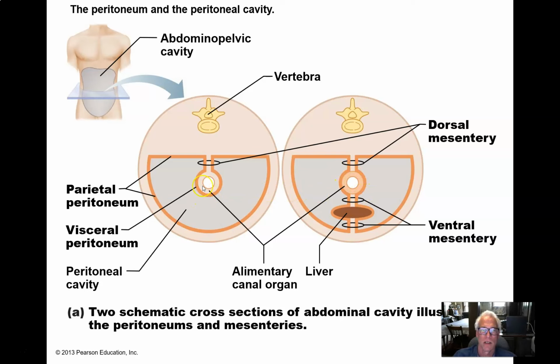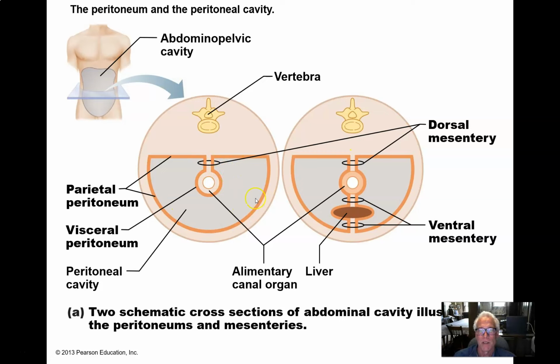So just like the lungs and the heart, these organs can easily slip and glide between these two membranes without any friction. So a lot of mixing and churning is going to happen in here without getting things all scuffed up.